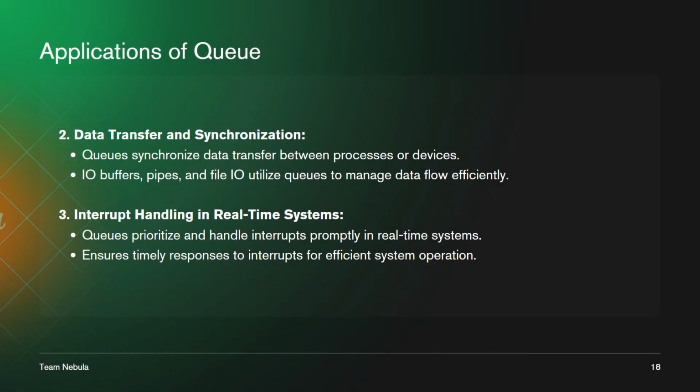Data transfer and synchronization. When data is transferred asynchronously between two processes or devices, queues are used for synchronization. For instance, input-output buffers, pipes, and file input-output often employ queues to manage the flow of data. Interrupt handling in real-time systems. In real-time systems, interrupts need to be managed promptly and efficiently. Queues are used to prioritize and handle interrupts as they occur, ensuring timely responses.